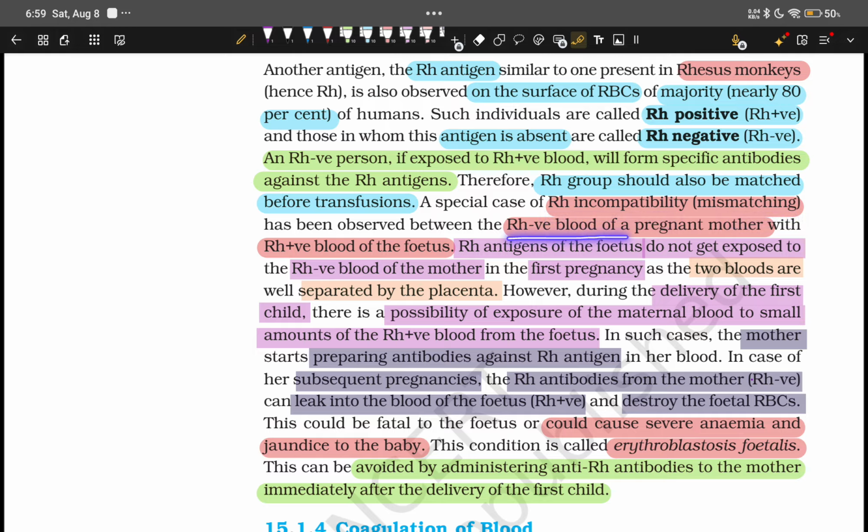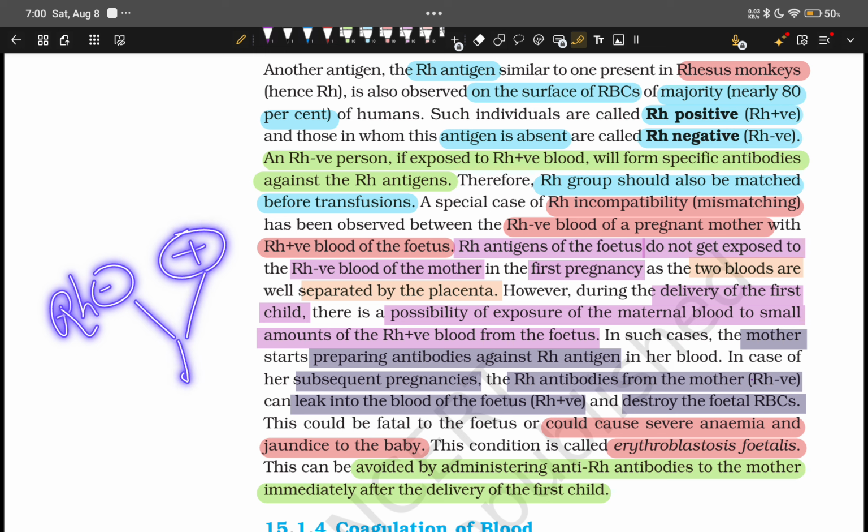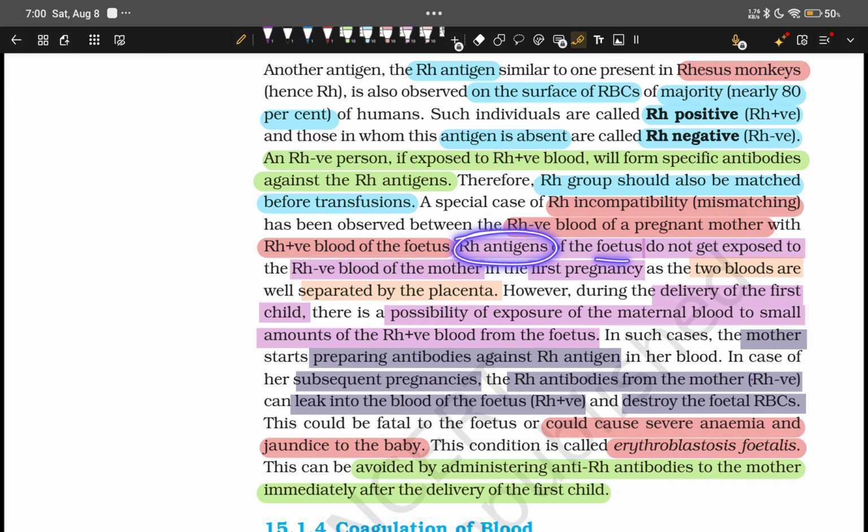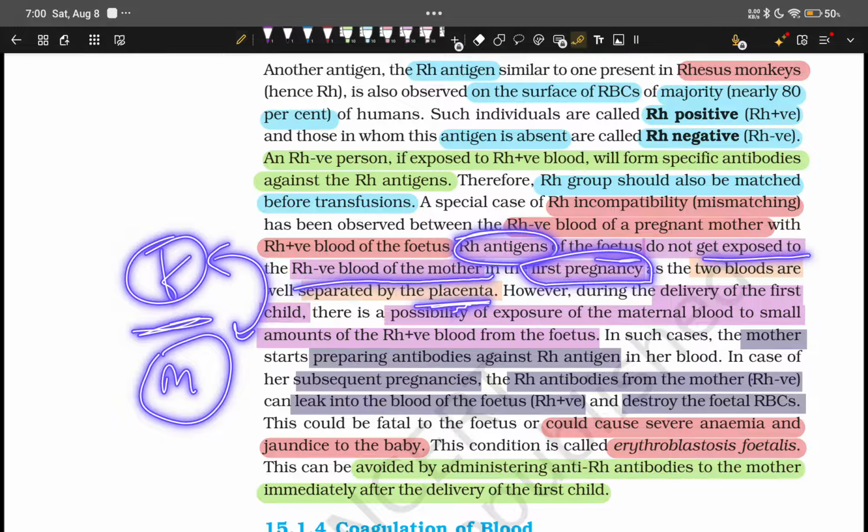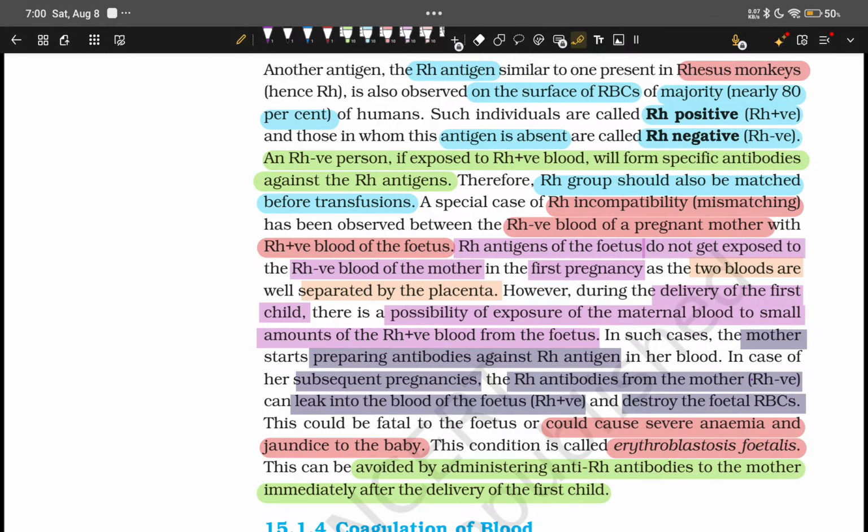What happens is that an Rh-negative pregnant woman may carry a fetus with Rh-positive blood. For example, if Rh-negative blood is married with Rh-positive blood, then there is a chance that the fetus can be Rh positive, right? So if the mother is Rh negative and the fetus is Rh positive, then the Rh antigen of the fetus does not get exposed to the Rh-negative blood of the mother in the first pregnancy. Why? Because the placenta is there, separating both of them, so the fetus's blood is not in contact with the mother's blood.